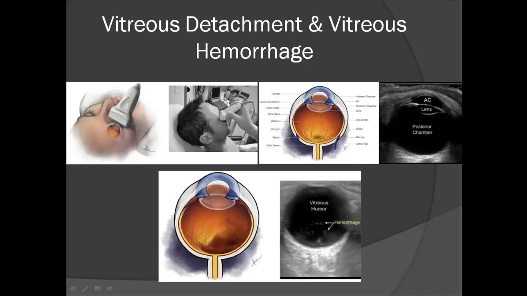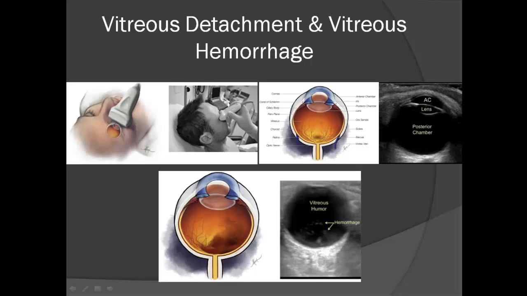So again, looking at the technique using the linear probe for vitreous detachment and vitreous hemorrhage, really you want to look at the posterior chamber, the vitreous body, and the retina. This is showing a vitreous hemorrhage in the bottom picture. You can tell that there's some kind of floating material, it almost seems like, in the posterior segment of the eye.